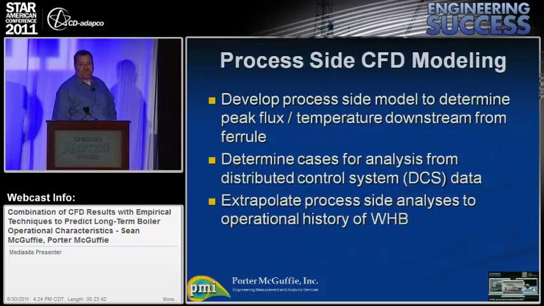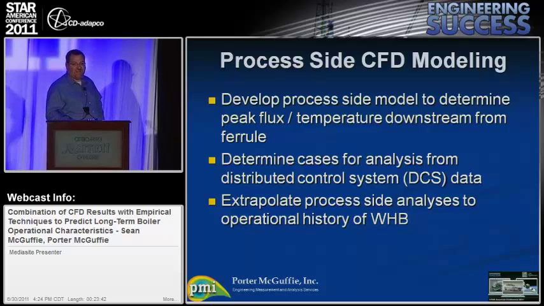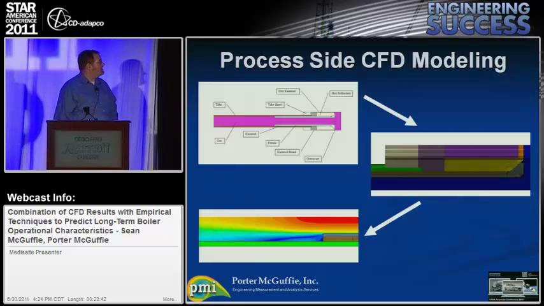To do this, the first thing that we needed to do was model the process side of the boiler, the gas side of the boiler. That controls the amount of heat flux coming through, controls the maximum temperature in the boiler, and controls the amount of sulfidation corrosion that could occur. We needed to determine the cases that needed to be analyzed, and then extrapolate the process side data to the operational history of the waste heat boiler.